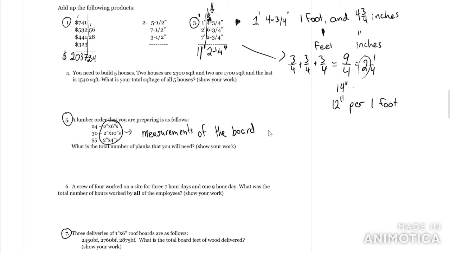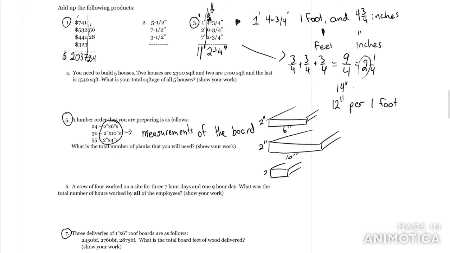For example, if you were to look at the side of a board that is a 2x6, we don't know how long it is, but it would be 2 inches by 6 inches. A 2x10 would be 2 inches tall and then 10 inches wide, so it would be sort of a wider board. And then 2x4s, they're going to be narrower than the rest, so it's 2 inch by 4 inch.